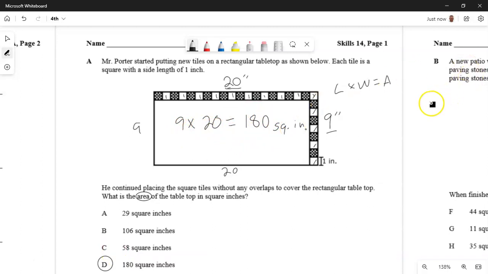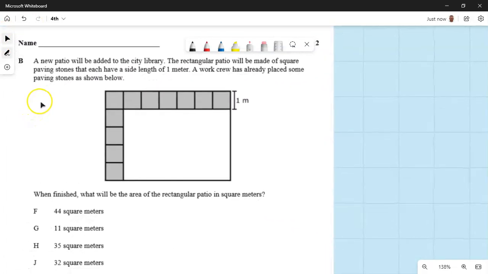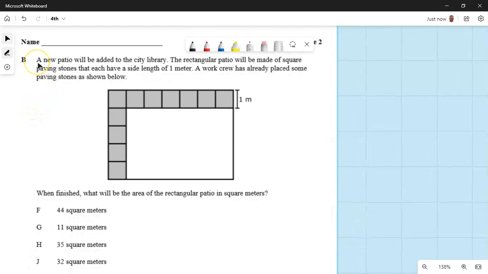Go over here and look at problem number B. On problem B, it says a new patio will be added to the city library. The rectangular patio will be made of square paving stones that each have a side length of 1 meter. The work crew has already placed some paving stones as shown below. When finished, what will the area of the rectangular patio be in square meters?